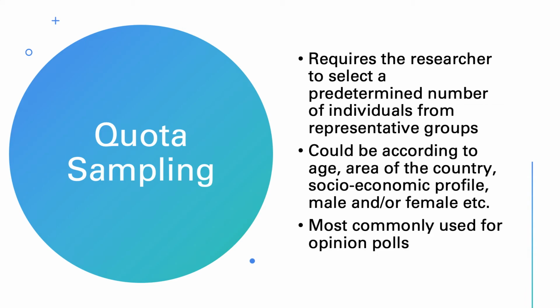So quota sampling is where you look at a predetermined number of people from a particular group. You might say, right, I want to look at the opinions of females, so I'm going to ask 20 females, or I'm going to ask 20 males, or I'm going to ask 20 people under the age of 18. Or maybe I'm going to ask people who are from the north or the south. So, quota sampling.